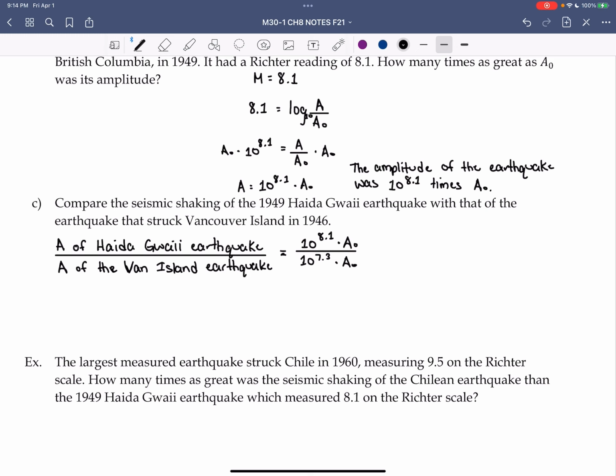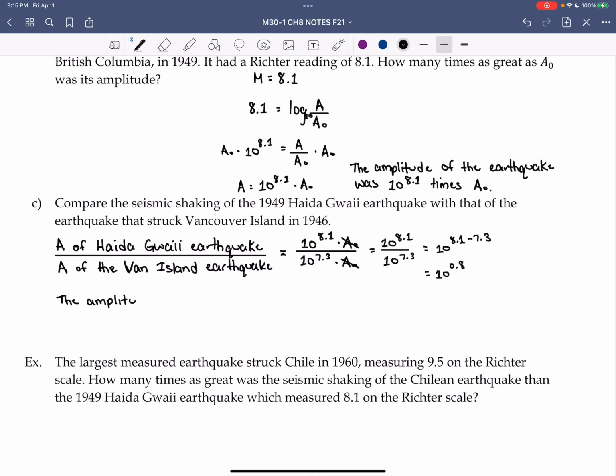Let's calculate this. We can divide out A0 because it's on top and bottom. And we get 10 to the power of 8.1 over 10 to the power of 7.3. Then using exponent laws, we have the same base, so we can subtract these exponents, 10 to the power of 8.1 minus 7.3, which gives us 10 to the power of 0.8. And then we can write a sentence.